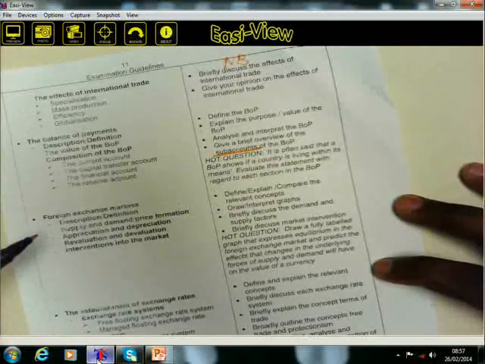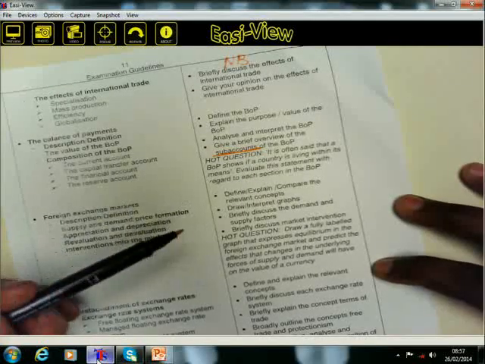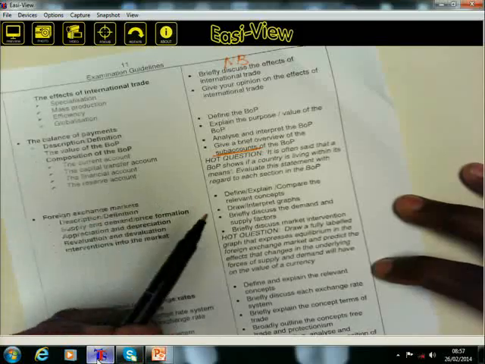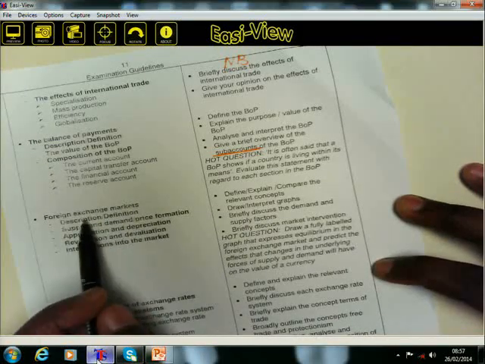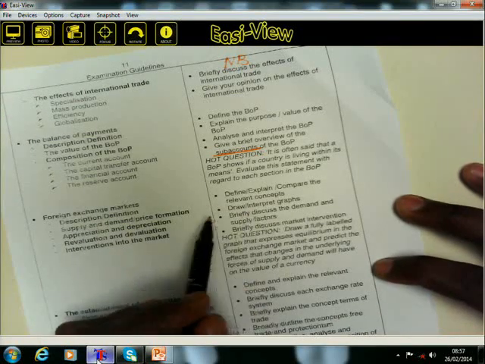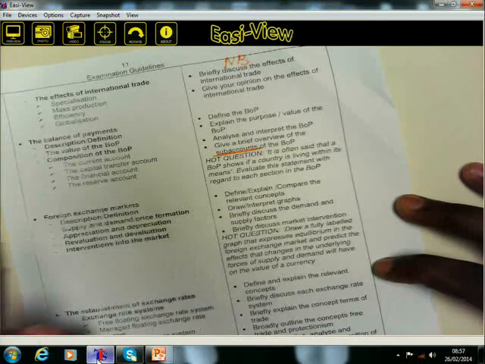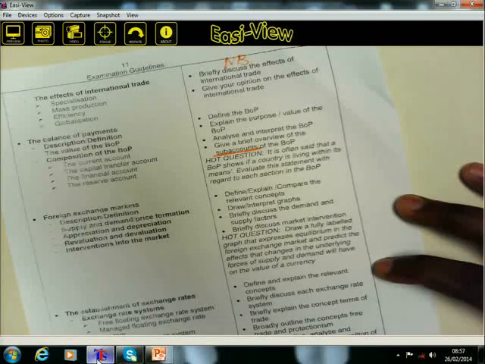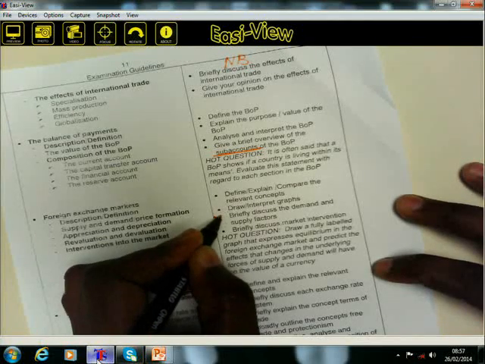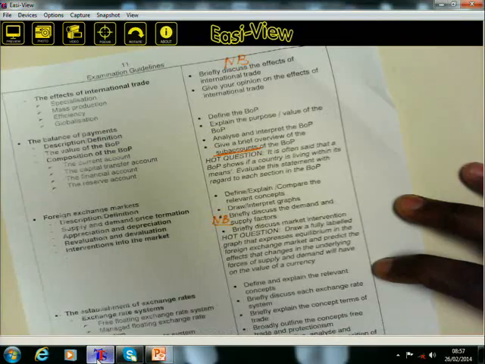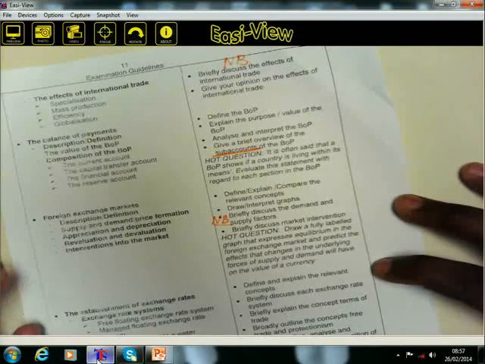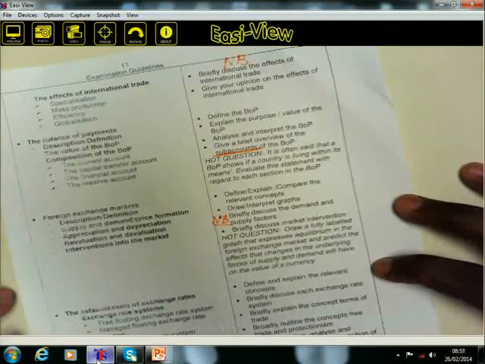The other thing which is very important, we need to define the foreign exchange market, and also we need to draw and interpret graphs, and provide discussions regarding the demand and supply of foreign exchange, and a brief discussion on what? On market interventions.